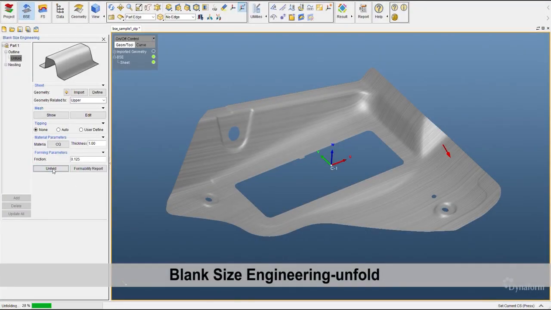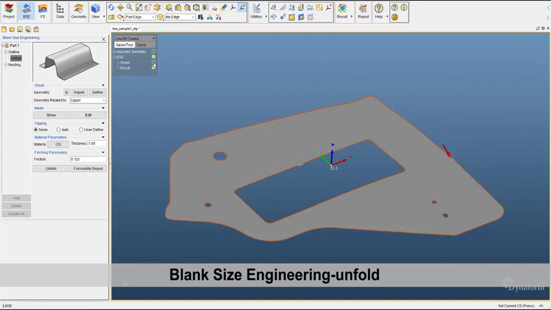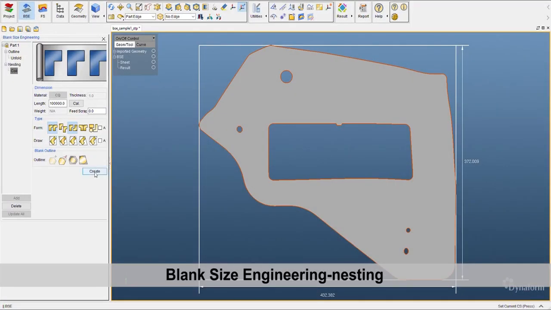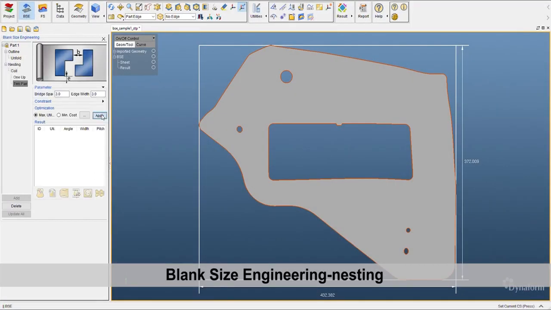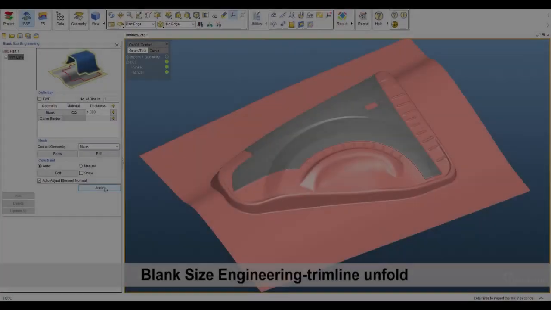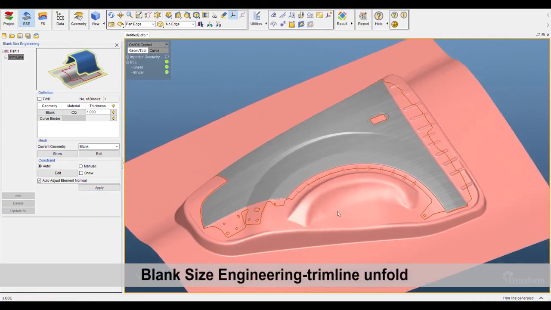Blank size engineering can unfold 3D sheet metal parts into a flat blank within seconds. Subsequently, the flat blank is nested automatically to estimate the cost of the blank and scraps. Blank size engineering is also utilized to estimate trimline on the die face.